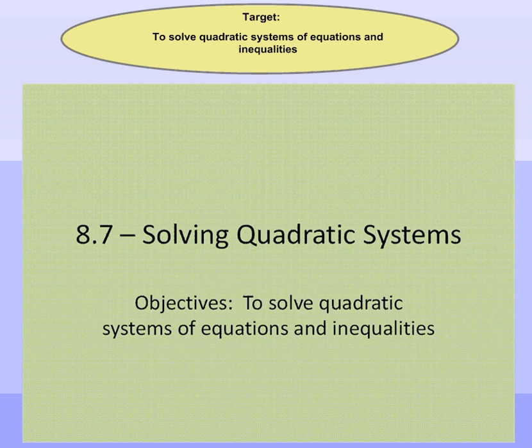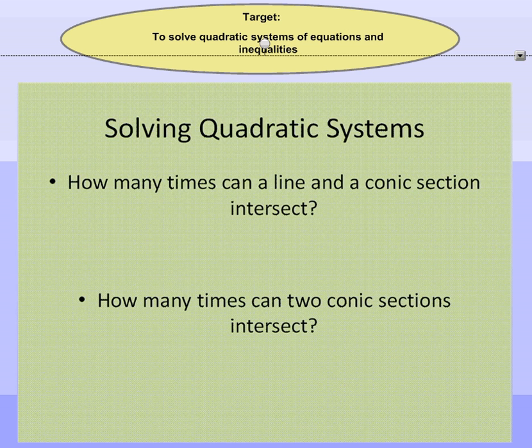Always keep in mind that when we are solving a system of equations, we are finding where their representations intersect. So we're going to see equations that have lines and different conic sections. So the question is, how many times can a line and a conic section intersect? Take a conic section of a circle. You can have a line that doesn't intersect it. You can have a tangent line that intersects it at one point, or you can have a secant line that intersects it at two. There are no other ways that a line and a conic section can intersect.